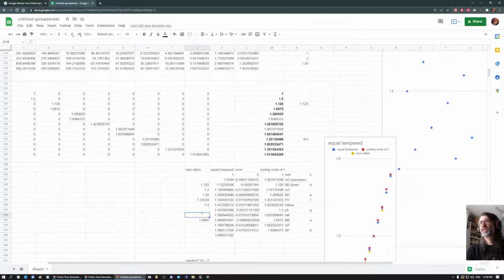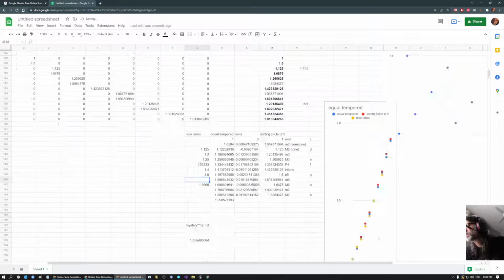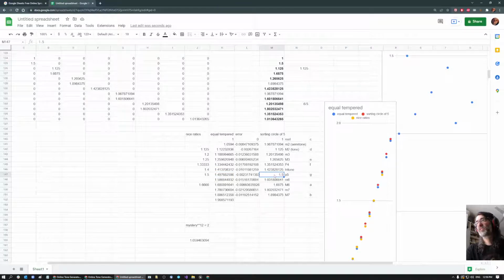Yes, this is exactly 1.5. We got very lucky. The 3 red points are exactly there. This one is actually exactly there. This one is not.